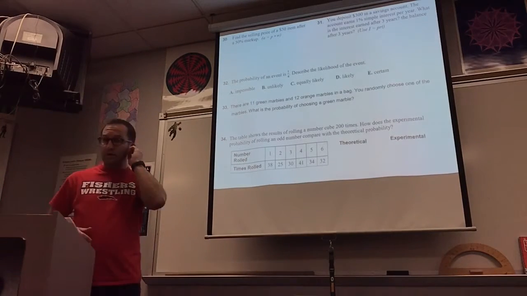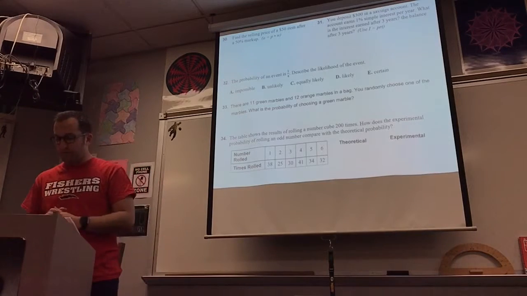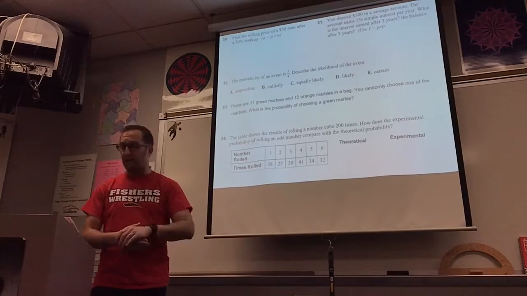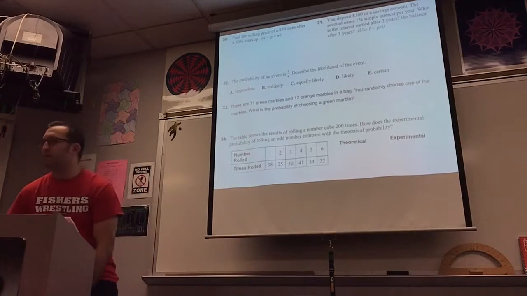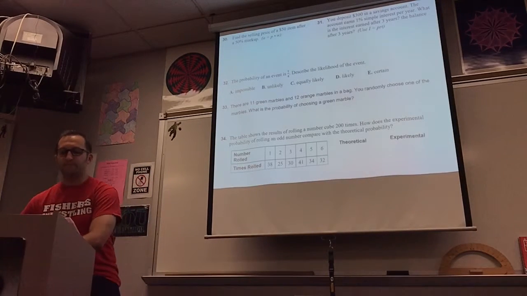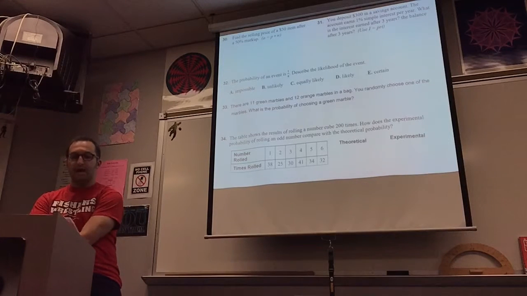We're gonna get through a couple more and then I'm gonna give you guys some time to just practice a few. We want to find the selling price of a $50 item after a 50% markup. This is important that we structure it in the correct way. We know our equation, right? A equals P times W.